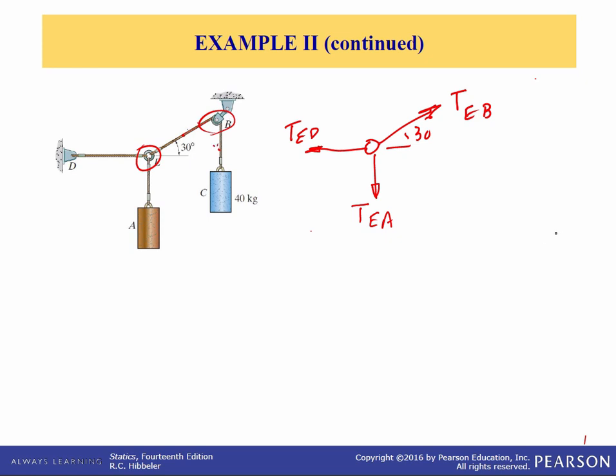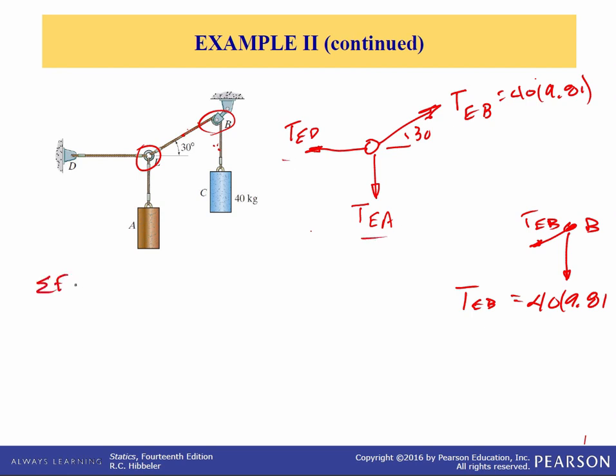So if you draw a free body diagram of that point B, you'll get the weight, which is 40 times 9.81, and you'll get this tension in EB. Since this is a frictionless pulley, the tension in EB must be equal to the weight of cylinder C. Okay, so now we know TEB, it's 40 times 9.81. So now we can sum forces in X and Y and solve. Now we only have two unknowns, right? This one and this one.